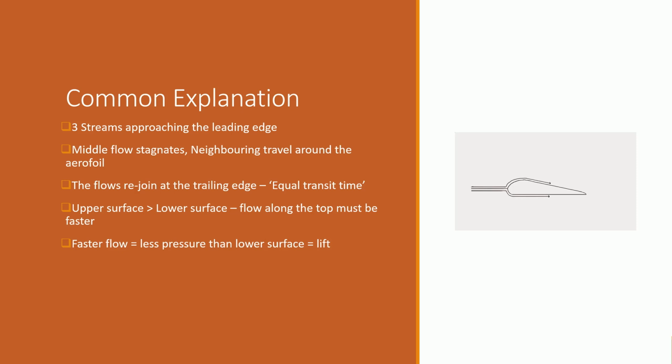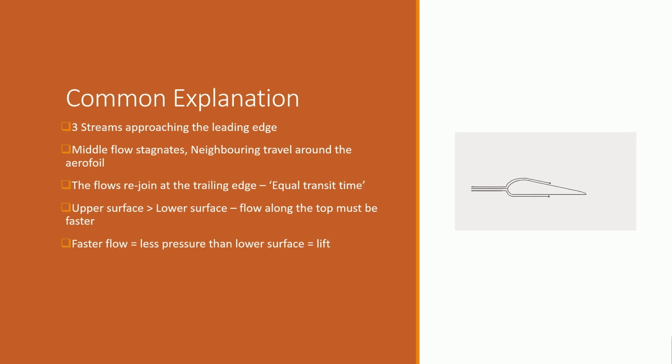In many textbooks, the most common explanation for lift contains many misconceptions around how lift is produced. The equal transit time explanation goes like this. The airflow approaches the leading edge of the aerofoil and the airflow in the middle stagnates at the leading edge. The two neighbouring flows keep on moving around the airfoil.